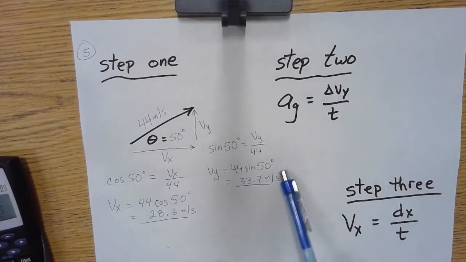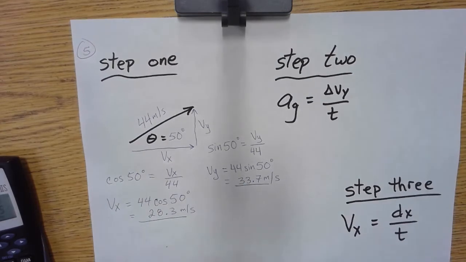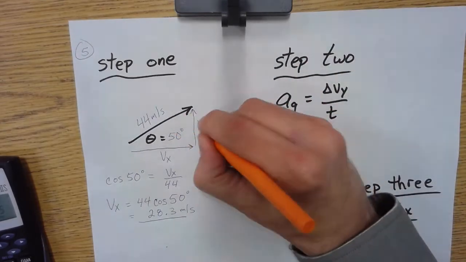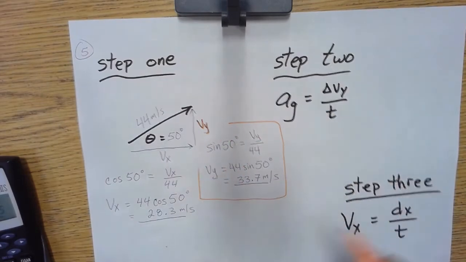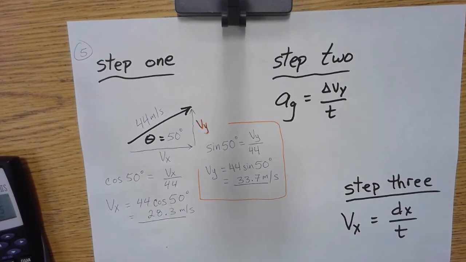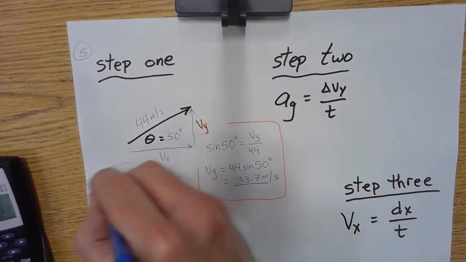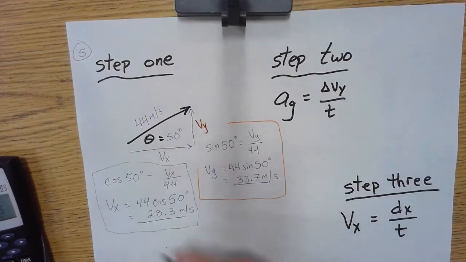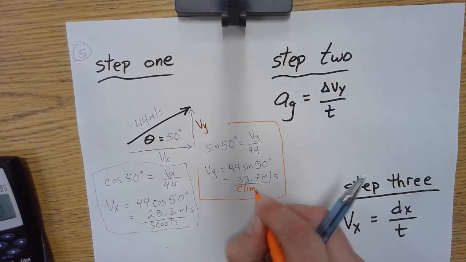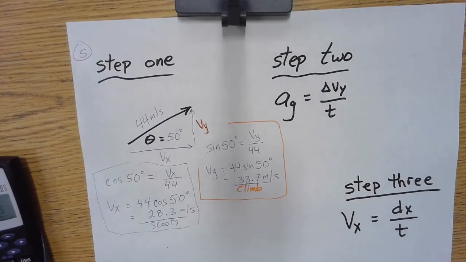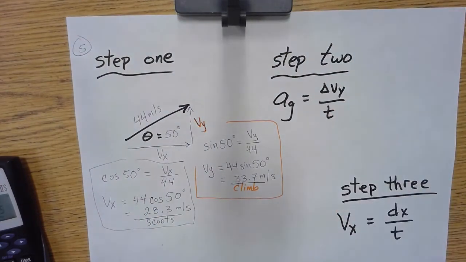Once again, when you're at 50, I would expect the Vy to be bigger. I never draw my triangles to scale. Just keep in mind that's the speed it scoots at. That's the speed it starts climbing at. Those become the values we need for step 2.